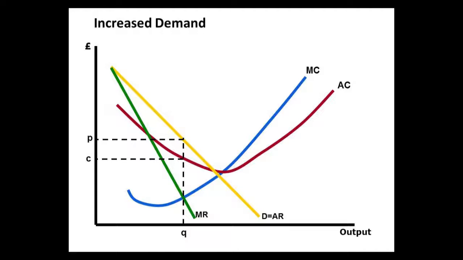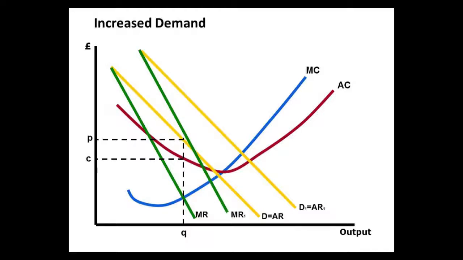So we start with our monopoly making a supernormal profit, shown by the area between P and C up to quantity Q. We know from theme 1 that when demand increases it shifts to the right, a parallel shift, so we do exactly the same thing here. We shift the demand curve to the right, parallel, giving us D1 equals AR1. We also know the marginal revenue curve begins at the same point as the demand curve and is twice as steep, which means our marginal revenue curve also has to shift parallel, so that those things are still true.